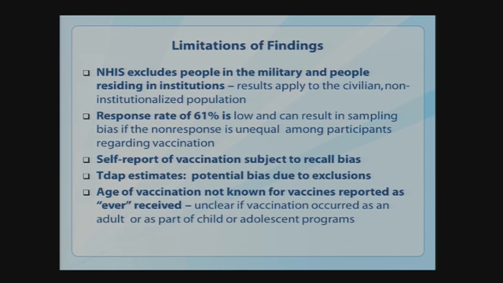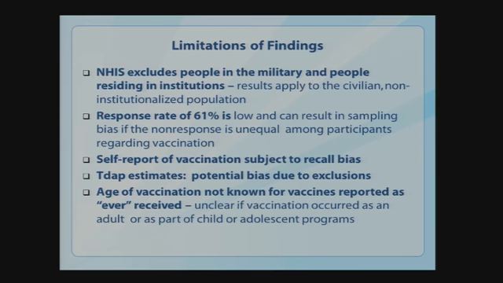The NHIS excludes people in the military and people residing in institutions, so the results apply only to the civilian non-institutionalized population. The response rate of 61% is low and can result in sampling bias if non-response is unequal among participants regarding vaccination. Self-report of vaccination and health status in the NHIS was not validated by review of medical records, so there is potential for recall bias. Self-reported vaccination has been shown, however, to be sensitive for all of the vaccines in the report and specific for all of the vaccinations except tetanus vaccination.